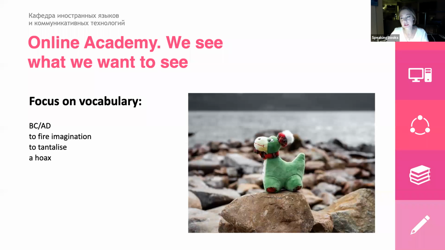You will see the focus on vocabulary title for the slide, and then you will see in the first line the BC and AD acronyms. So if I say that this myth appeared in the 6th century AD or Anno Domini, what does it mean? Who knows? If you know, type in chat, please.